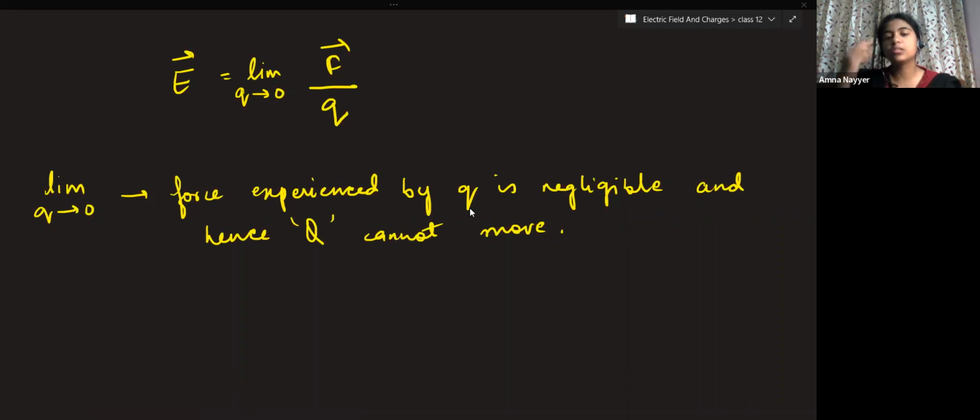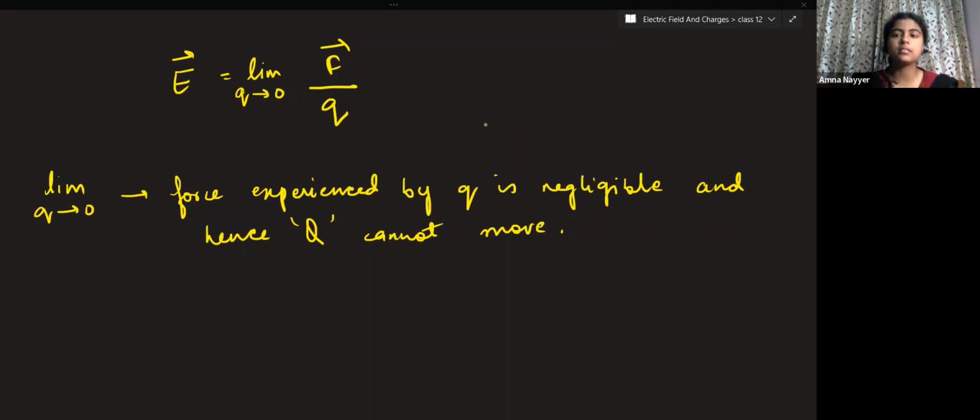Value of Q is not equal to 0. This represents that the force experienced by Q is 0. Limit Q tends to 0 is representing that the force experienced by Q is almost negligible. That is so small that we can say the source charge is stationary. All right. Q is not 0.